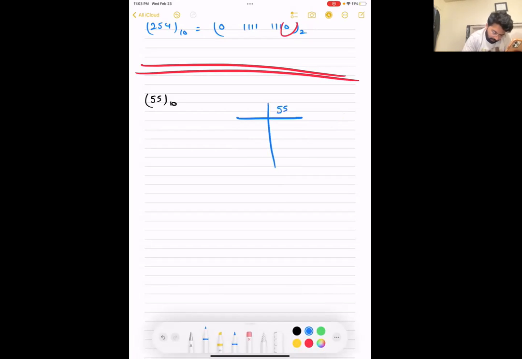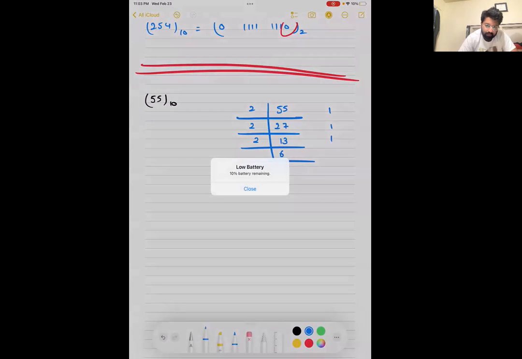So 55 divided by 2. Since it's an odd number, I'm going to just put 1 here without even thinking anything. 55 divided by 2 is 27.5, so I'm going to just write 27 here. Now divide by 2 again. 27 is an odd number again, so I'm going to just put 1 here again. And 27 divided by 2 is 13.5. I'm going to just write 13. Divide by 2 again. 13 is an odd number. I'm going to put 1 again. 13 divided by 2 is 6.5, but I'm going to just write 6.